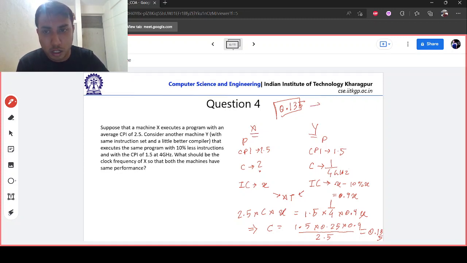So what will be the clock frequency? Frequency X will be 1 by 0.135. That will come down to 7.4 GHz.